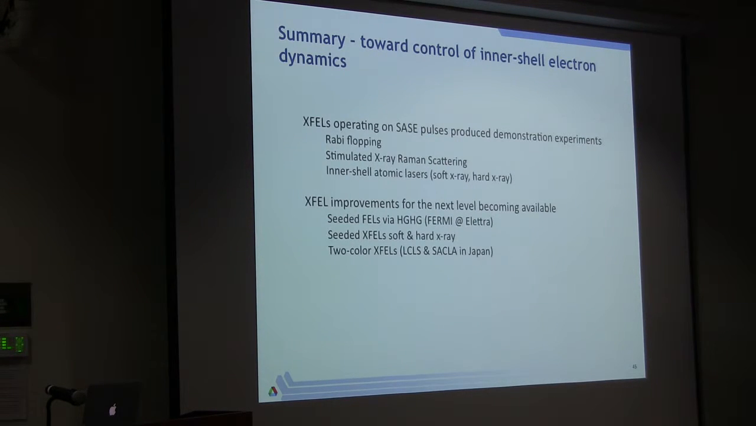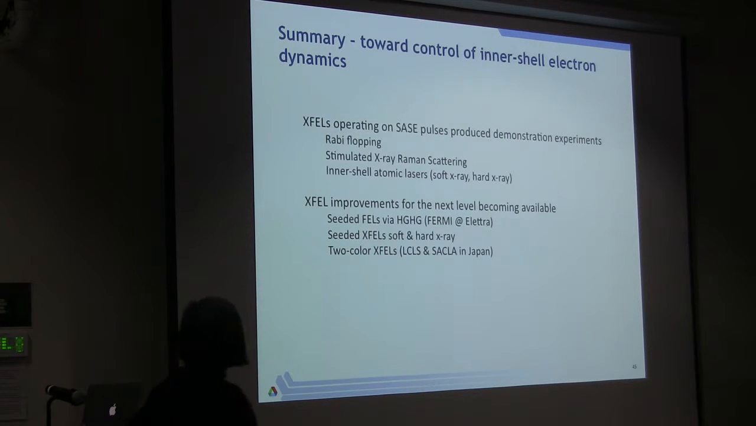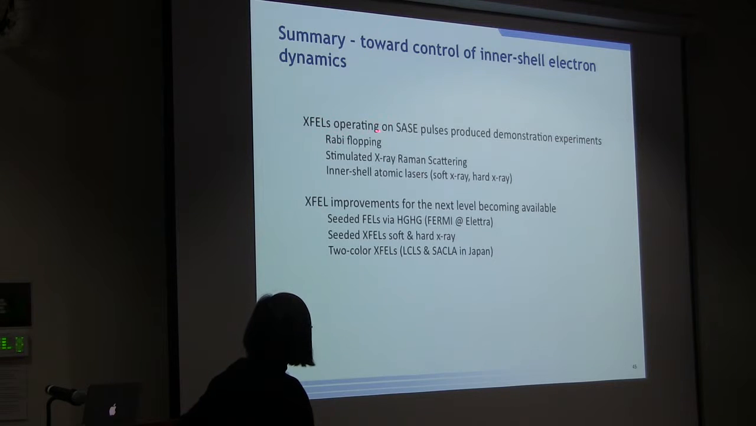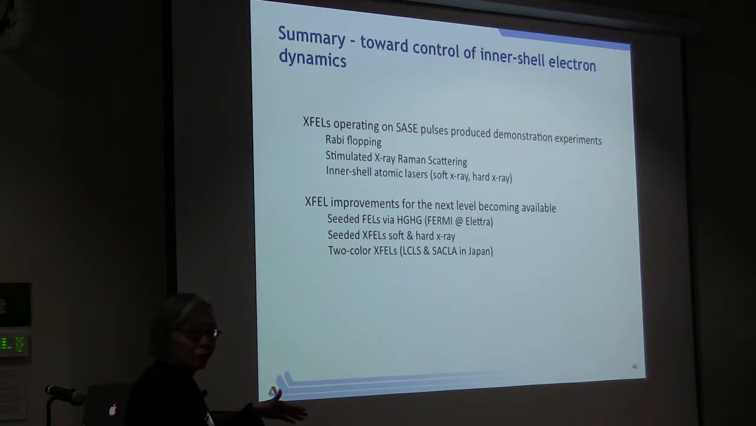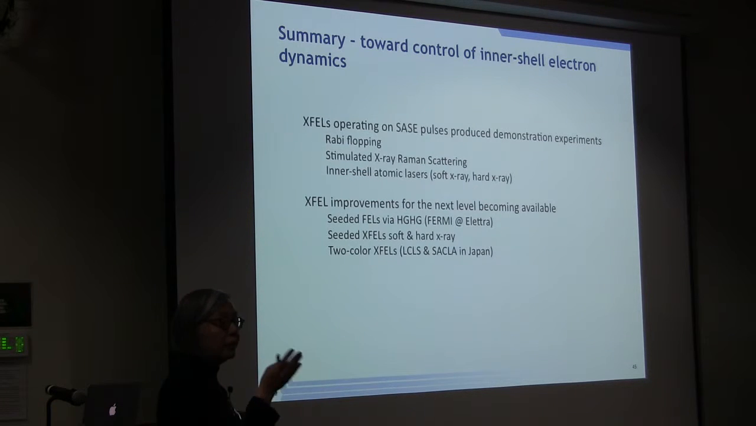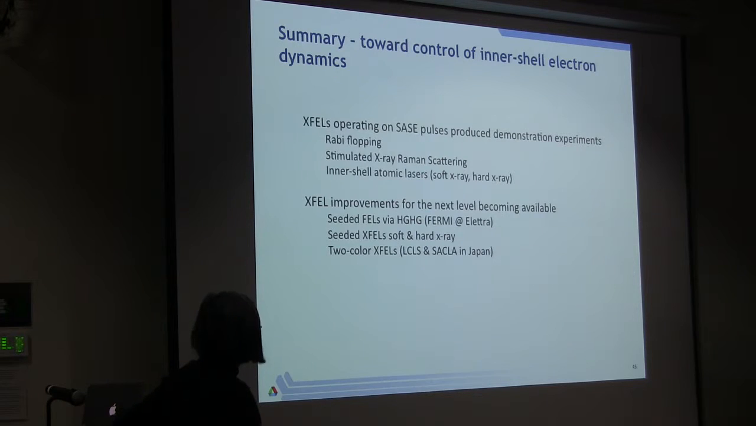Okay, so I quit now. I'll just summarize. It's late, I'm tired. XFELs operating with SASE pulses can produce these demonstration experiments, right? And so you're getting there, but we have some evidence for the Rabi flopping, some evidence for the stimulated X-ray Raman, but they're really good for creating some of these inner shell atomic lasers. Clearly the neon one works really well, but it hasn't actually been used for experiments later.